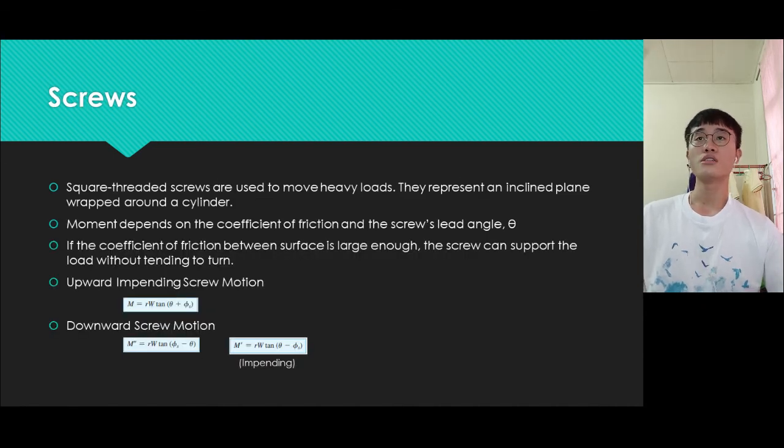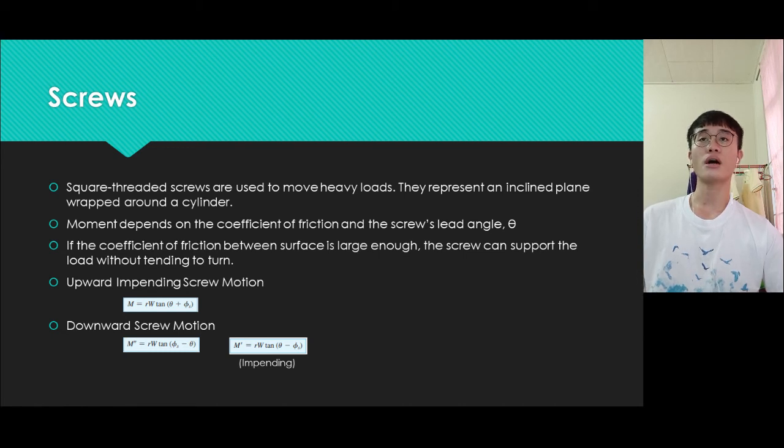Screws. Square-threaded screws are used to move heavy loads and represent an inclined plane wrapped around a cylinder. Moment depends on the coefficient of friction and the screw lead angle. If the coefficient of friction between surfaces is large enough, the screw can support the load without tending to turn. Here we have two formulas for us to calculate questions related to screws.